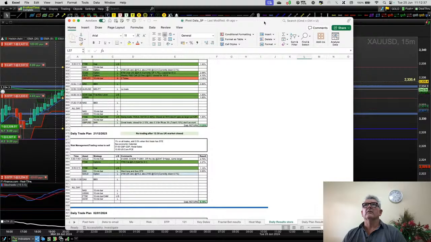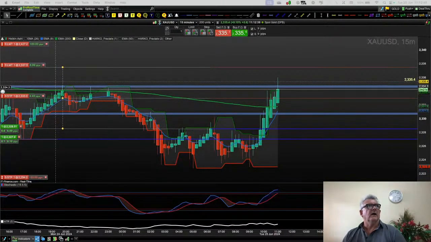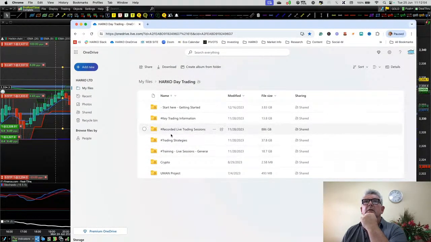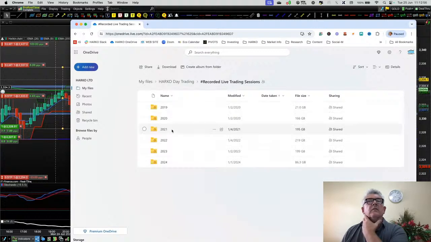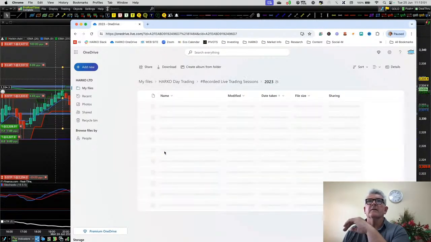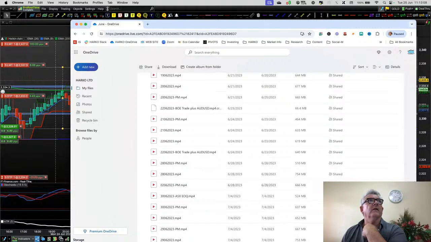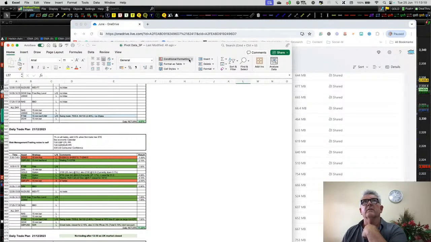Those are the records that we keep, and all these are, of course, traded. Everything we do is recorded live, I guess, just like this is. If I show you the OneDrive where we keep these, which are recorded levels, we've been going since 2019, just picking them at random. These are all the years. These are all the months. And these are all the recordings of every trade that we do. And then that is a manifestation of the results.